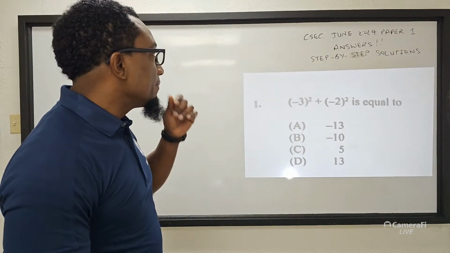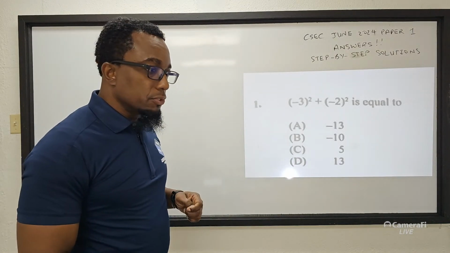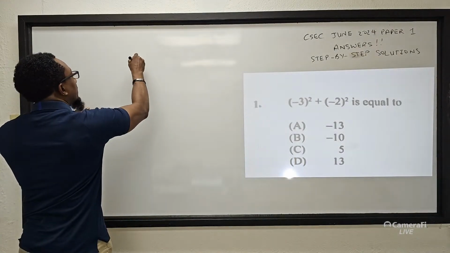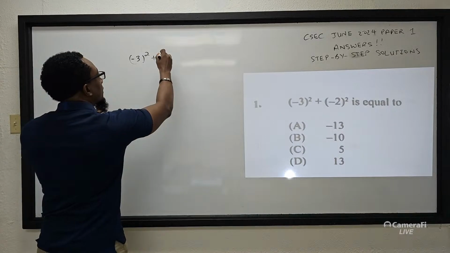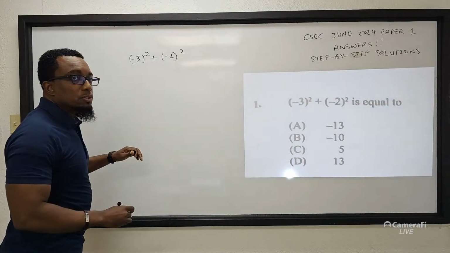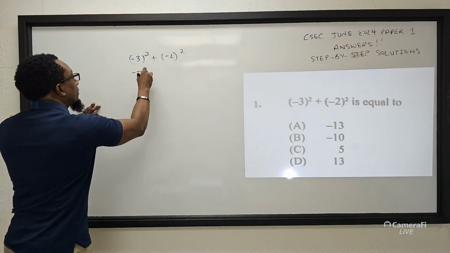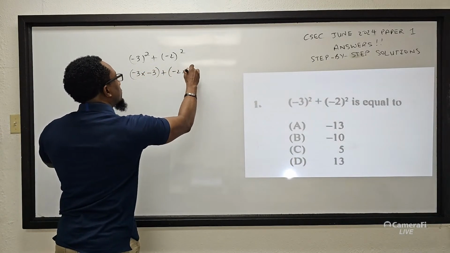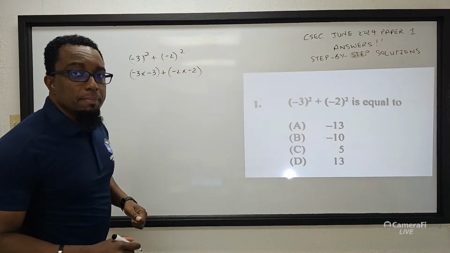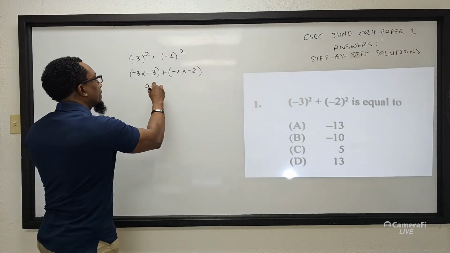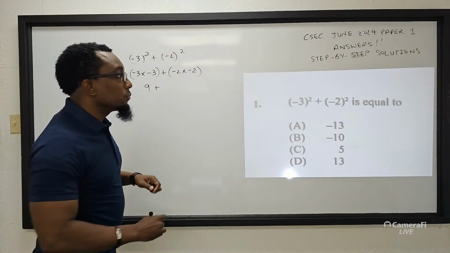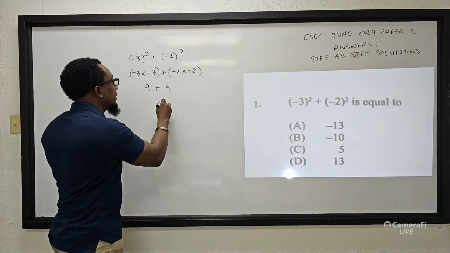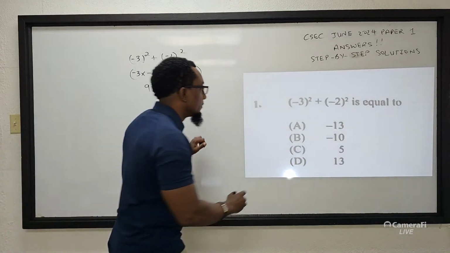So first question, we have negative 3 in bracket all squared plus negative 2 in bracket all squared. What is that equal to? This is negative 3 by negative 3 plus negative 2 by negative 2. We know negative 3 by negative 3 is positive 9, plus negative 2 by negative 2 is positive 4. And we know 9 plus 4 will give us 13, whose answer is D.